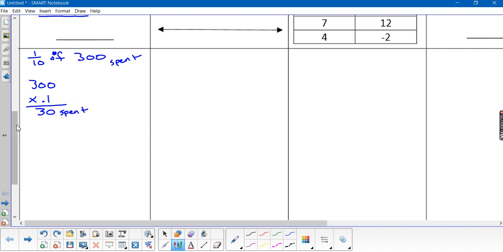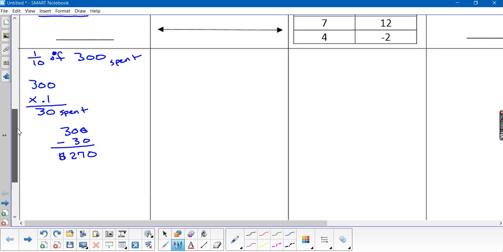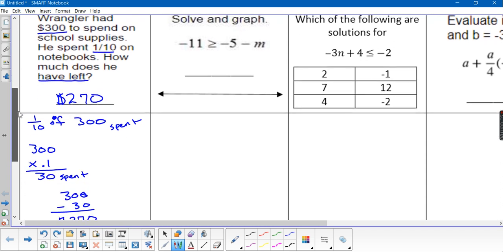In order for us to find out how much he has left, let's take his original amount and let's subtract $30 and find out. Most of you are sitting there in your head, you don't need that calculator. We know that he's got $270 left. Cool. Good to go.